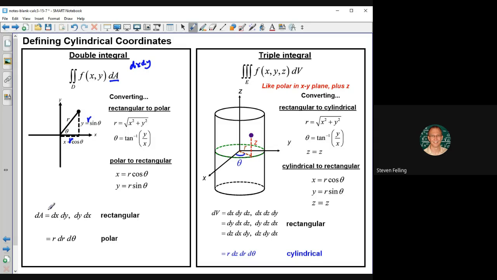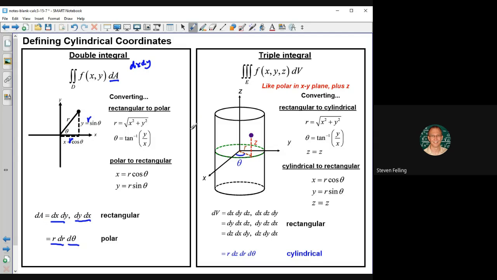And that means that the dA, instead of being dx dy or dy dx, is r dr times d theta. And we talked about why: one dimension is an arc length. To convert, you have to use r d theta times the dr. So we get r dr d theta for polar for the dA element.